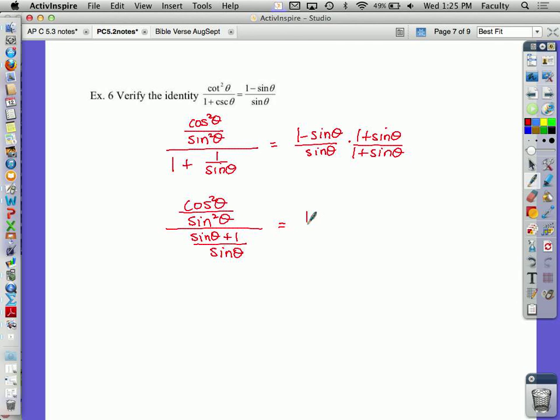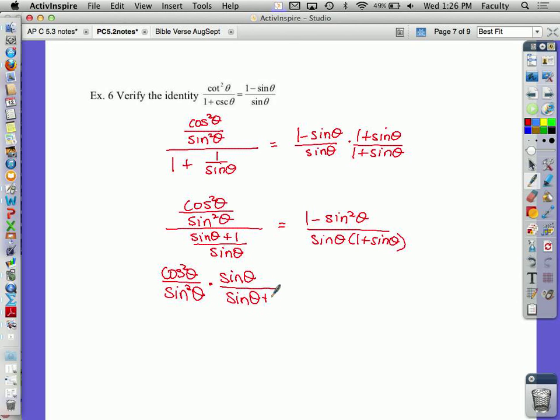Over here, what can I do? That's 1 minus sine squared theta over sine theta times 1 plus sine theta. And then some of this is starting to come to light now. There, I can sort of see what I can do here. I'm going to multiply by the reciprocal here. And do you see one of the signs will cancel? And I get cosine squared theta over sine theta times sine theta plus 1.